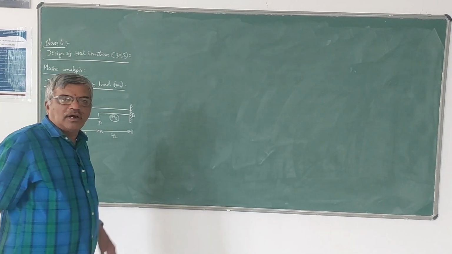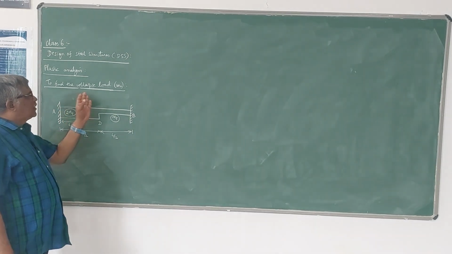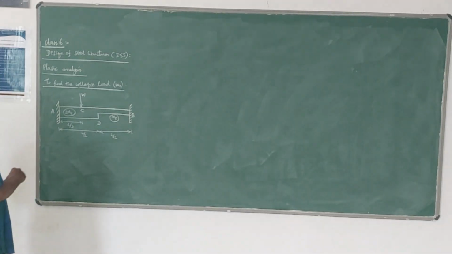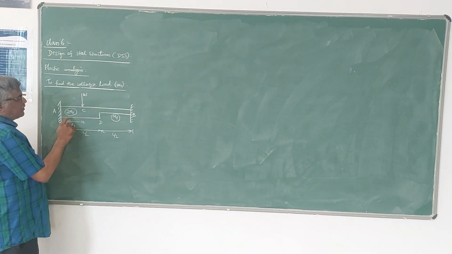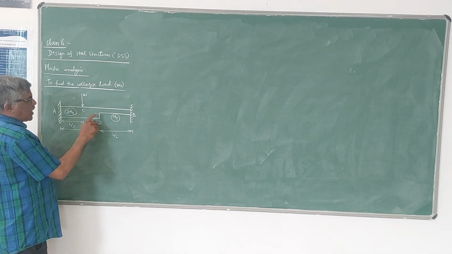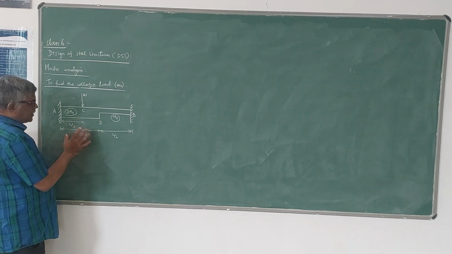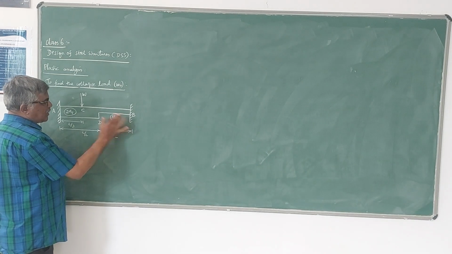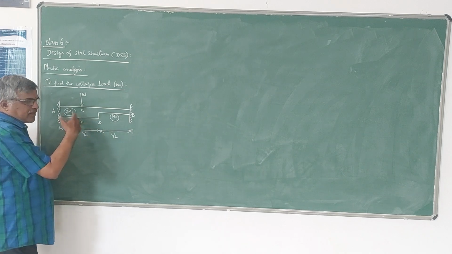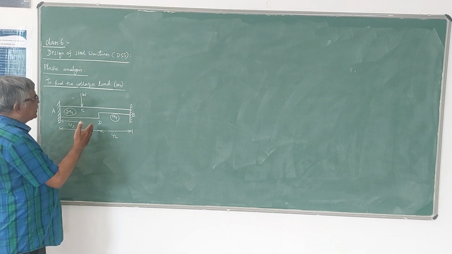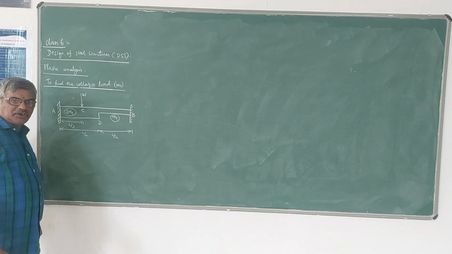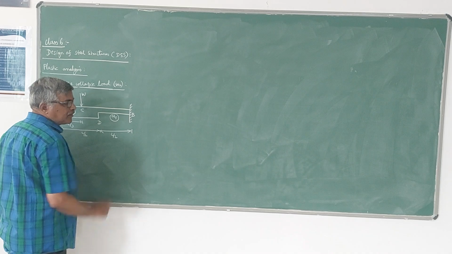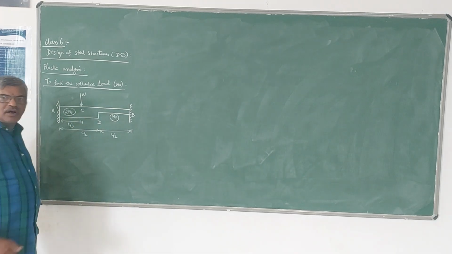Let us solve another problem on finding the collapse load in case of a fixed beam. In this problem, this is a fixed beam AB which has got two values of MP: from A to D, that is for half the span, it is 2 times MP, and from D to B it is MP. So that means there is a change in the geometrical property. The cross-sectional area and moment of inertia are changed from A to D and D to B. That is why the value of MP is also different.